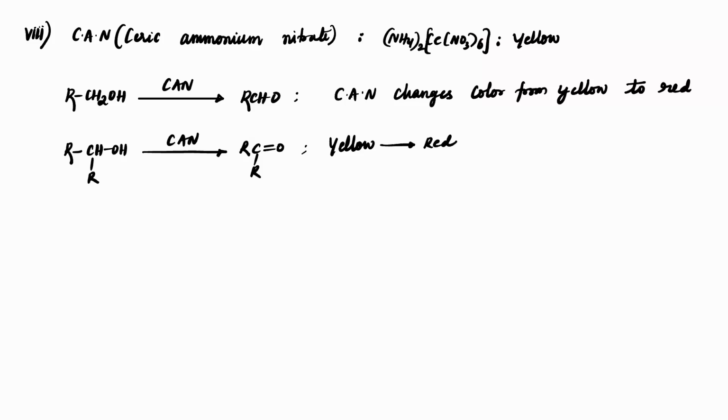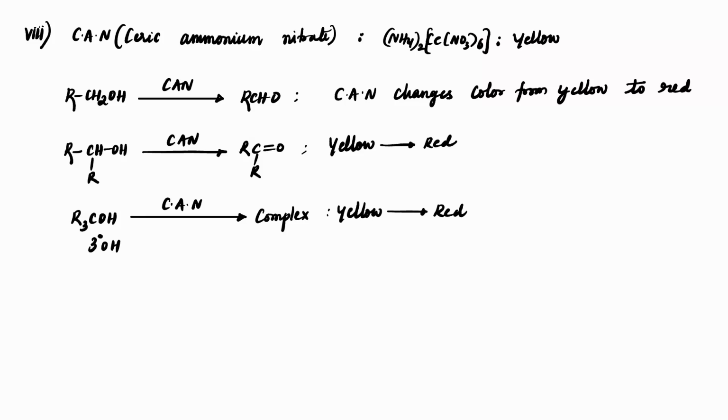Now the third one, if you have 3-degree alcohols, R3COH. When you react 3-degree alcohols with the ceric ammonium nitrate here, this will form a complex. This will only form a complex, and the color is changing for sure. It is not completely oxidized, but just the complex formation is observed.